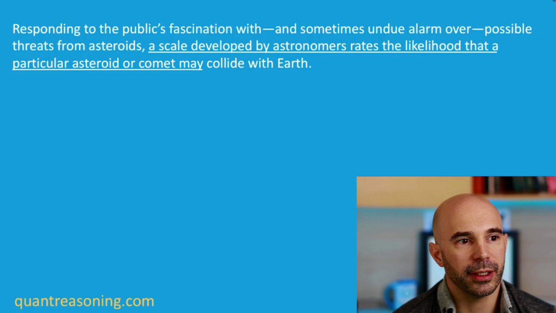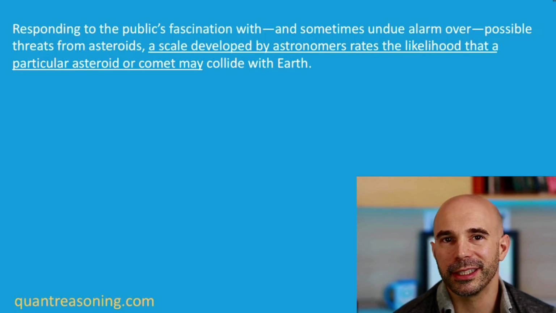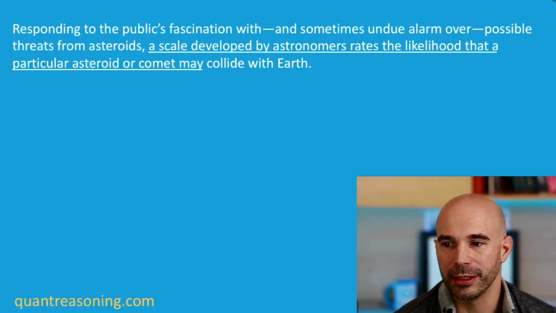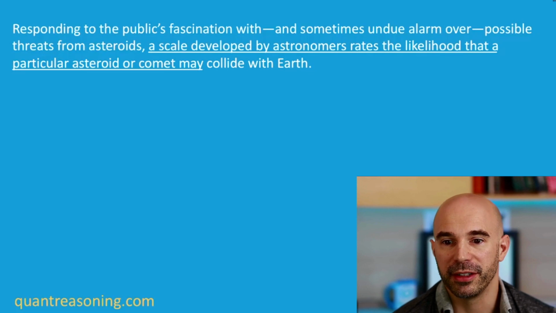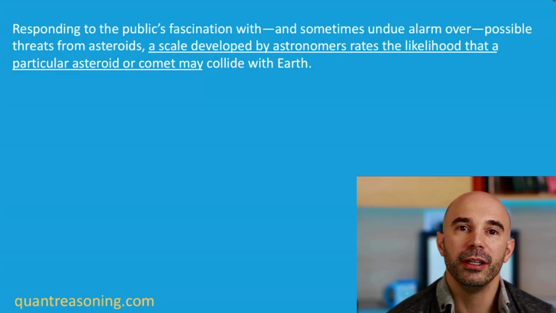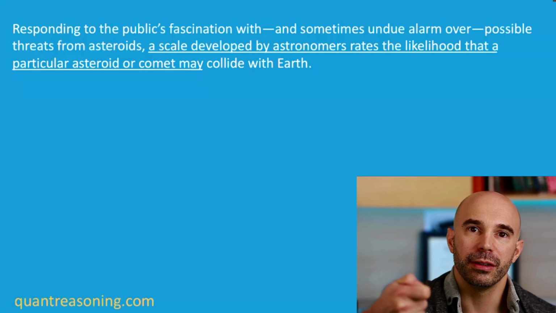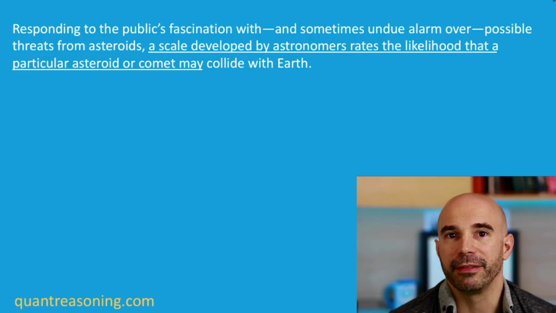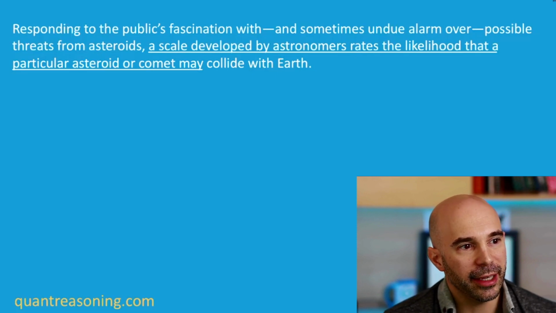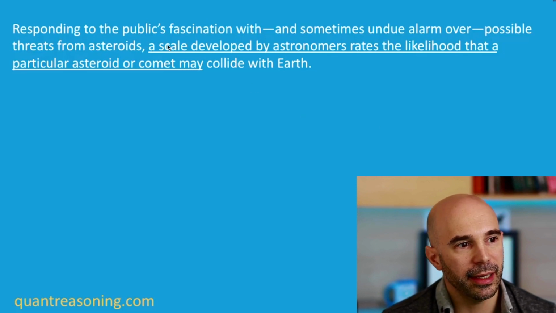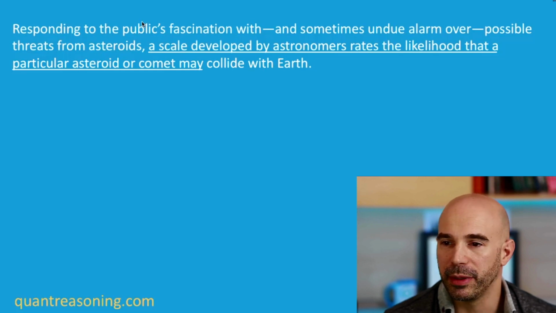It's significant because the sentence hasn't really started yet. If you're starting with an ing, because an ing could be a subject, like if I said driving is fun, well, driving is the subject. But when you're starting with responding to the public's fascination, blah blah blah, you need to get whoever it is that's doing the responding eventually, right after the comma, and that actually eliminates answer choice A, because a scale is not the thing that's doing the responding to the public's fascination.